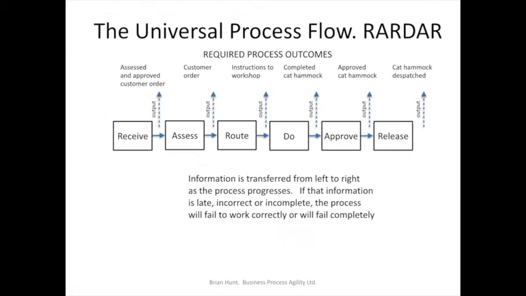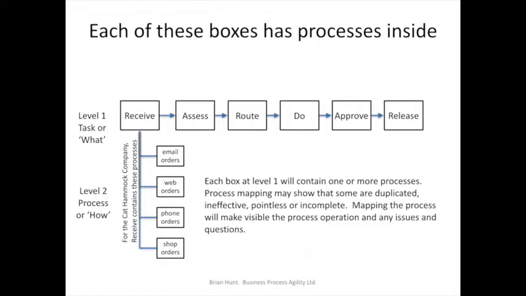This is my RARDAR model. That stands for Receive, Assess and Approve, Route, Do, Approve and Release. So for the example of the cat hammock company, an order is received from a customer, that order is then assessed and approved, and the order is then sent on to the craftsman in the workshop. The work is done and the completed hammock is then approved and released to the customer. These are the basic steps in any process that takes an order and then delivers a product or service.